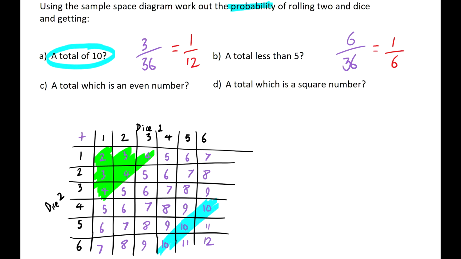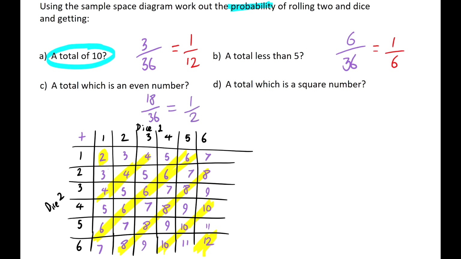Part C, we want an even number. Let's just erase these quickly. That could be a 2, that could be a 4, that could be a 6, 8, 10, or 12. What you need to do is add all those together. If you do that, you will get a total of 18 out of 36, which is a half, which is what you kind of expect.